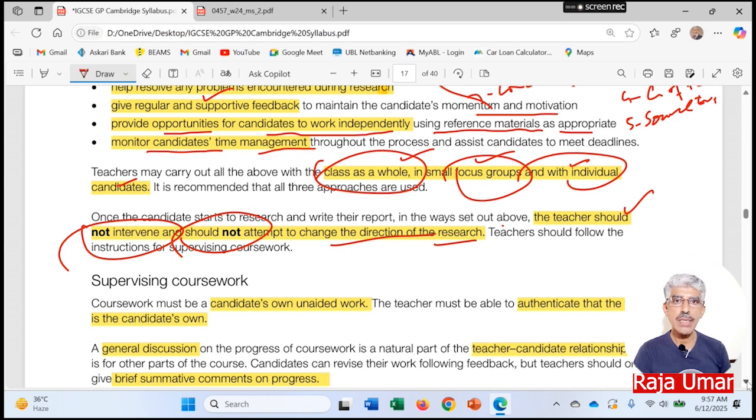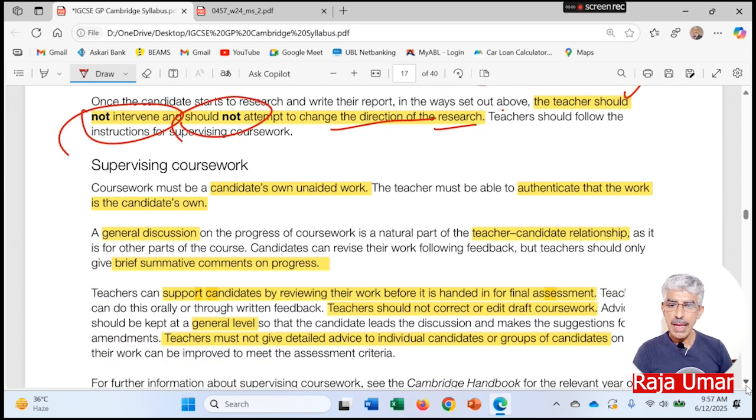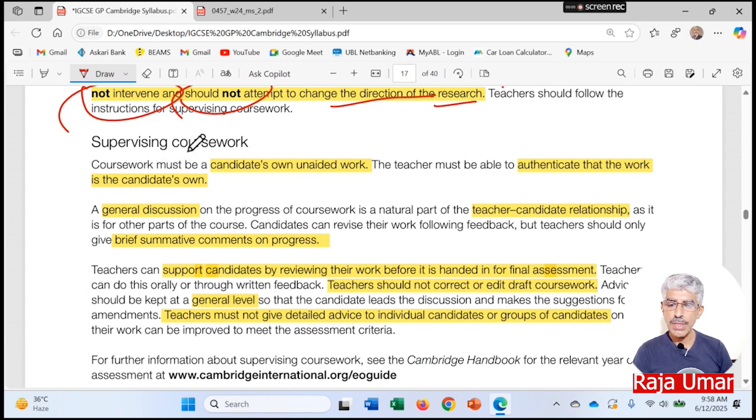So supervising work, coursework of the students, it will only be the supervision of the teacher, not doing that, right? Coursework must be candidates' own unaided work, should not be getting direct support in the form of making that report, but should be done by the student himself or herself. The teacher must be able to authenticate that the work is the candidate's own and it is not copied, it is not someone else's work, but the students' own work.